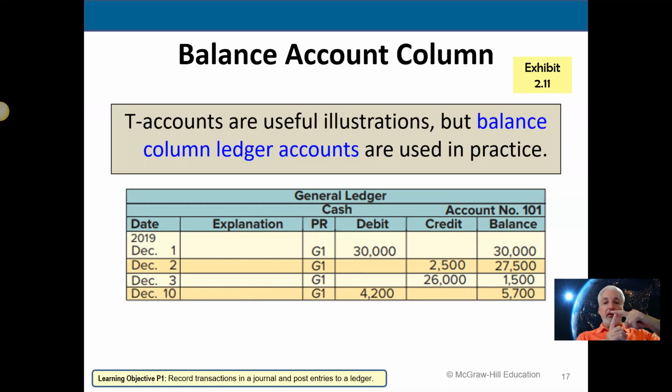So on that page, we debited 30 grand. We got 30 grand. And then we spent $2,500 on supplies. We spent another 26,000 on something, and we got another 4,200 for something else. Our net balance in all this is 5,700. Is our running tally. 30,000, credit 2,500 down, credit 26,000 down, debit 4,200 up.